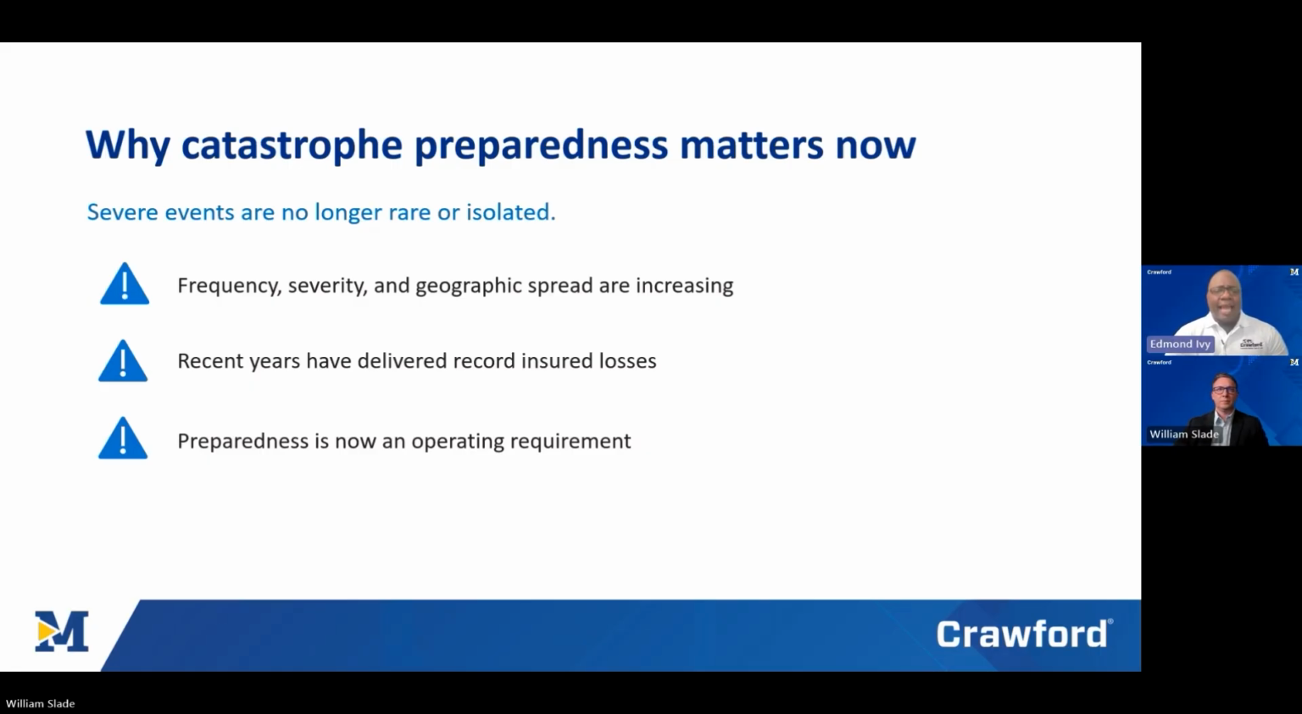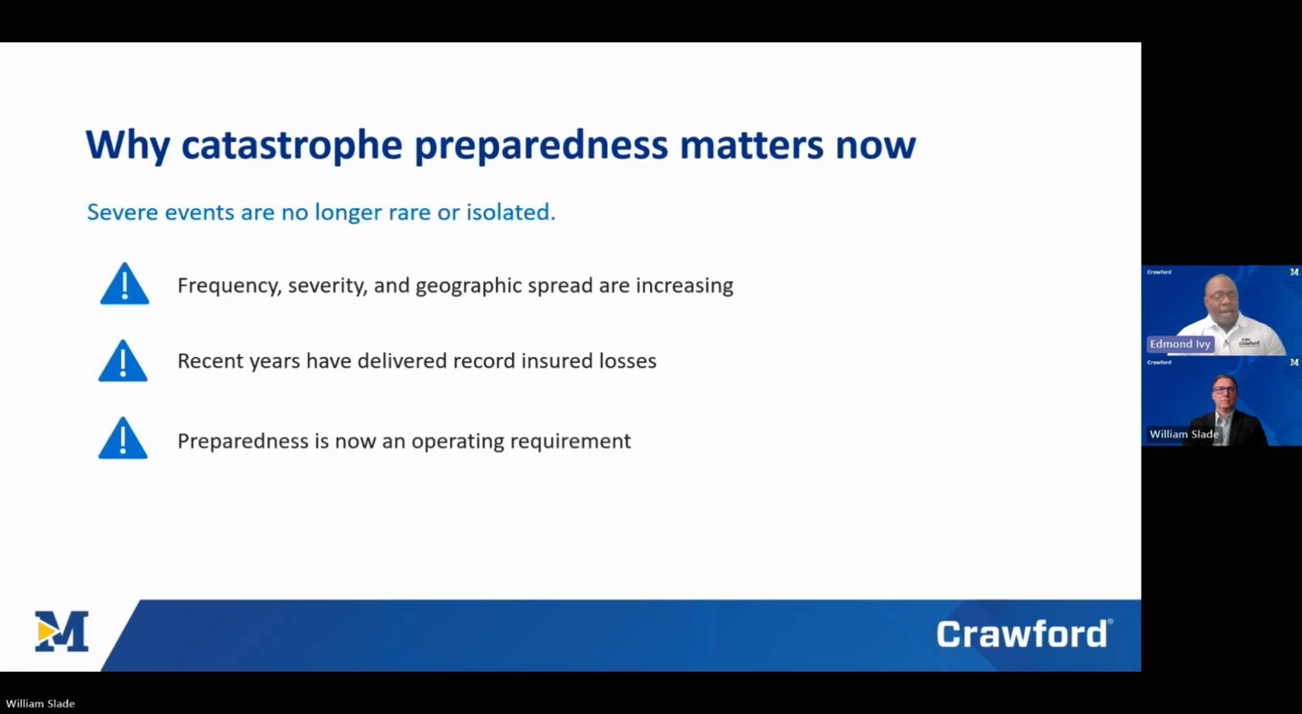So listen, CAT events are no longer rare or isolated. Frequency, severity, and geographic spread continue to increase. 2024 was a record-breaking year for Canada CAT, costing over $9 billion. And with inflation, supply chain, and tariffs, costs are anticipated to continue trending upward.